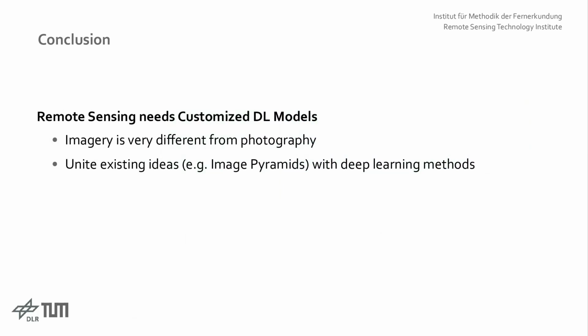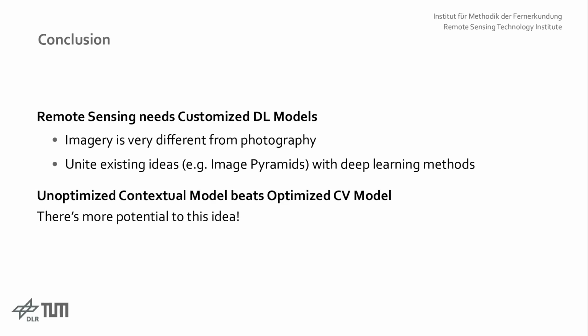So, let's wrap up. The number one thing that you should take away from this talk is that remote sensing needs customized deep learning models, instead of applying only whatever model might be the current state of the art in computer vision. We should therefore unite existing ideas, for example, the idea of image pyramids, with the amazing learning capabilities that deep learning offers. Also, keep in mind that we didn't spend any time tweaking or optimizing our model, and the unoptimized contextual model still outperforms the tweaked computer vision model, so you can expect much more to come here.